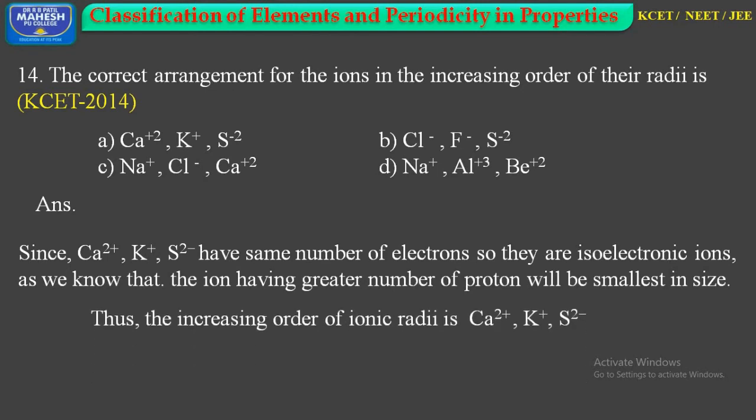With this, students, we can conclude that the increasing order of ionic radii is calcium first with the number of protons equal to 20, whereas potassium number of protons 19, sulfur number of protons equal to 16. Option A is the right answer.